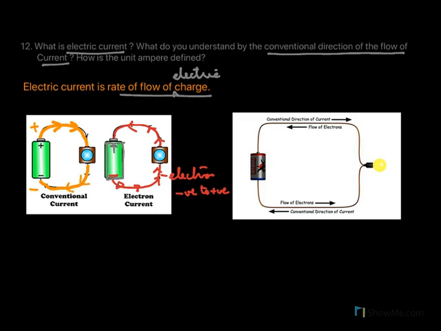Again, in the next diagram we see that the actual electrons are flowing from negative to positive in this direction.